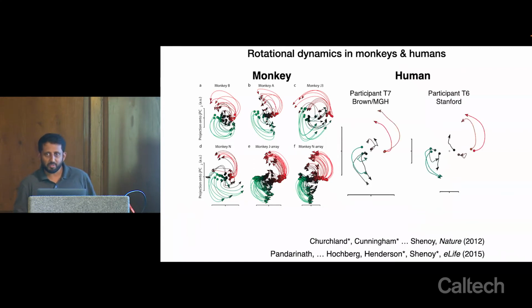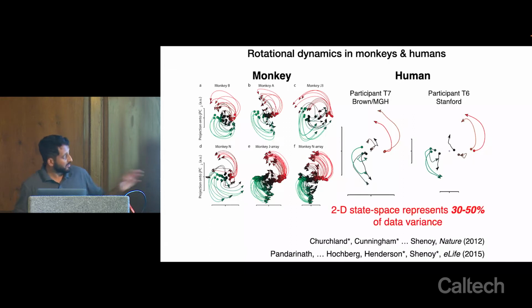In later work with people who were paralyzed, we saw the same types of patterns in people making finger movements or attempting to make finger movements. So this is clearly not just a monkey thing. And the other thing is, remember this is a 200 dimensional space, right? There are 200 neurons. But even just these 2D projections of the data represent 30 to 50% of the overall variance of the data.